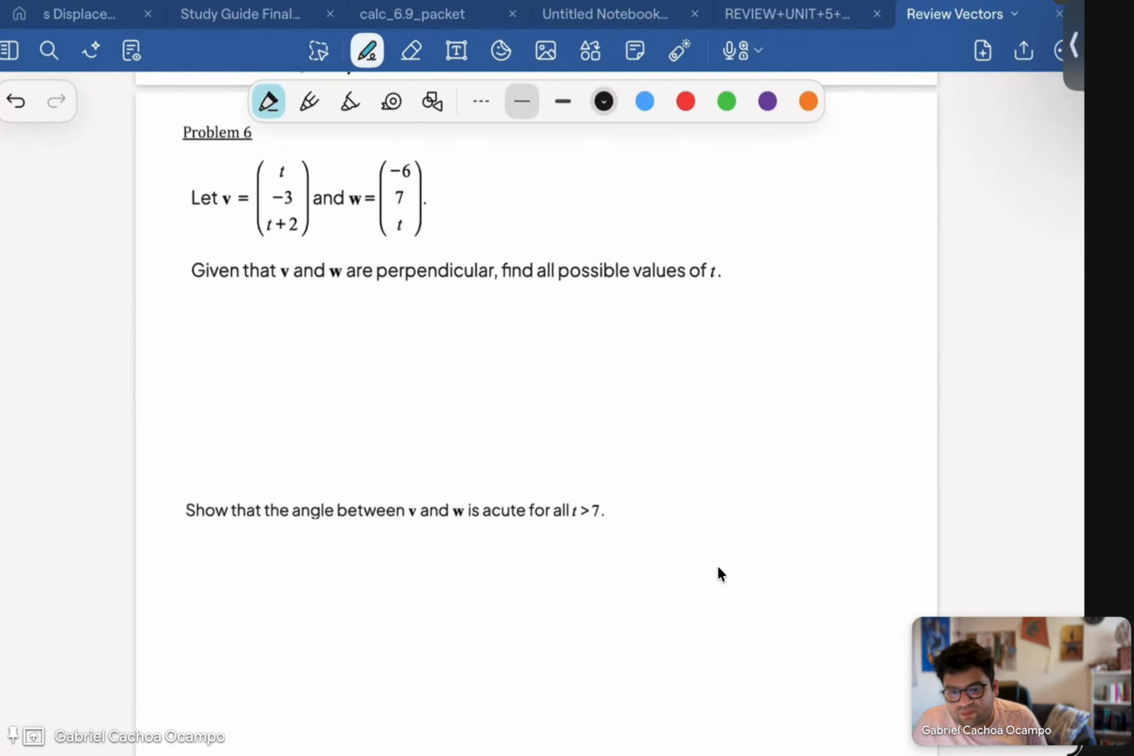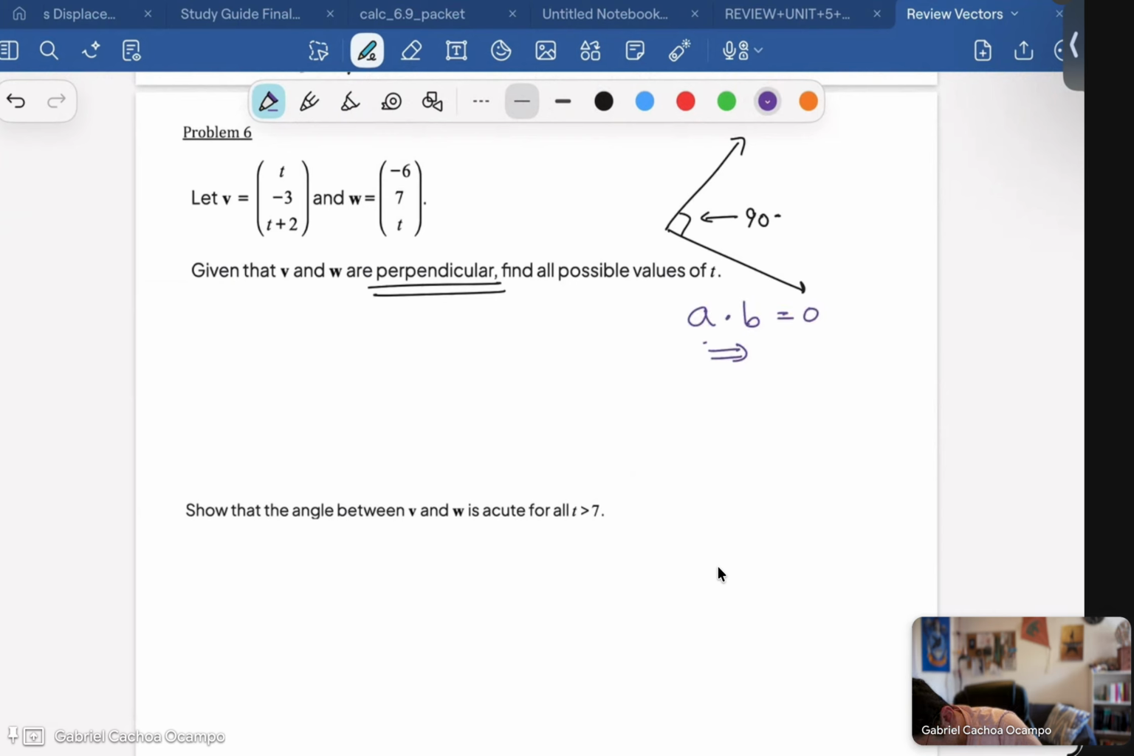Okay, let's talk about problem 6. In problem 6, I am asking you for all the perpendicular vectors. Remember that perpendicular vectors means the angle between them is a 90-degree angle, no? So two perpendicular vectors are vectors that have a dot product of 0. That is a crazy important fact, no? The dot product A dot B equals 0 if and only if A and B are perpendicular.